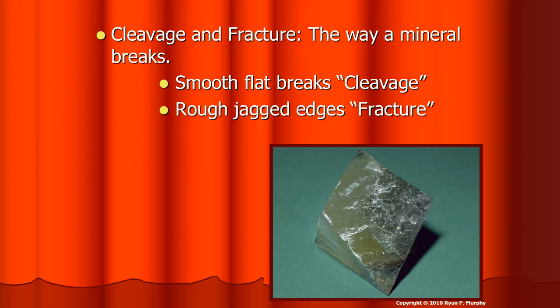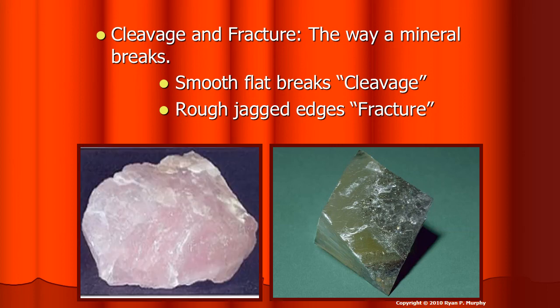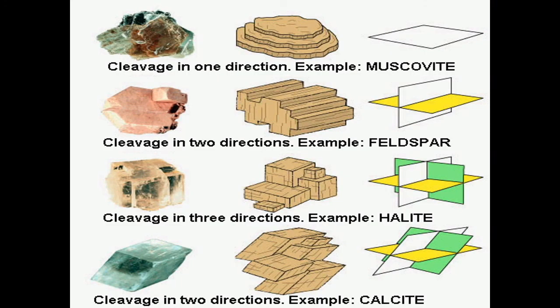Or we can have fracture, which means it has rough, jagged edges. This would basically look like that. It looks like, I would say, more what you would expect a rock to break into if you hit it with a hammer, just some kind of random rough, jagged edges. But a lot of times, a lot of minerals have these crystal structures that actually make them break into pieces that have these flat edges to them.